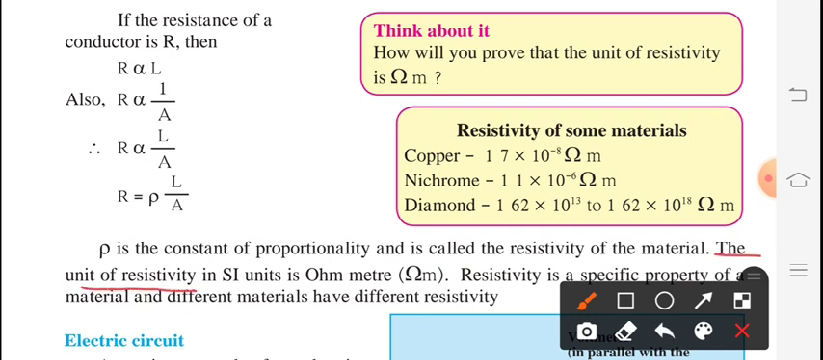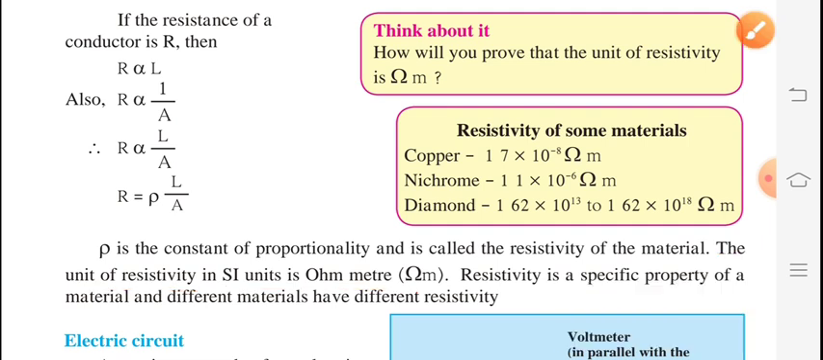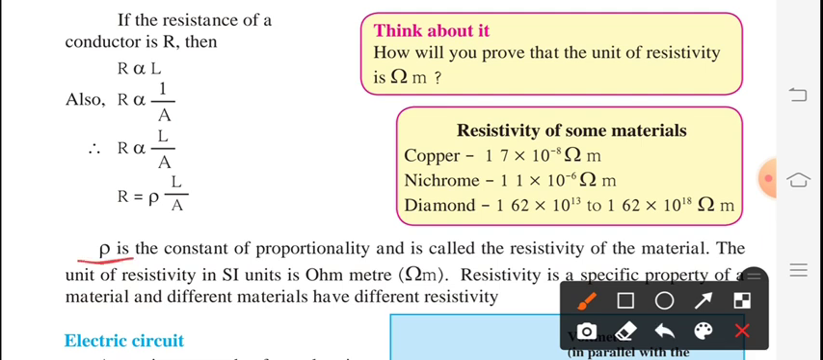The unit of resistivity in SI unit is ohm meter. Resistivity is a specific property of a material, and different materials have different resistivity. Obviously resistivity depends upon its material also. So if the material changes, then its resistivity also changes. We name it rho.